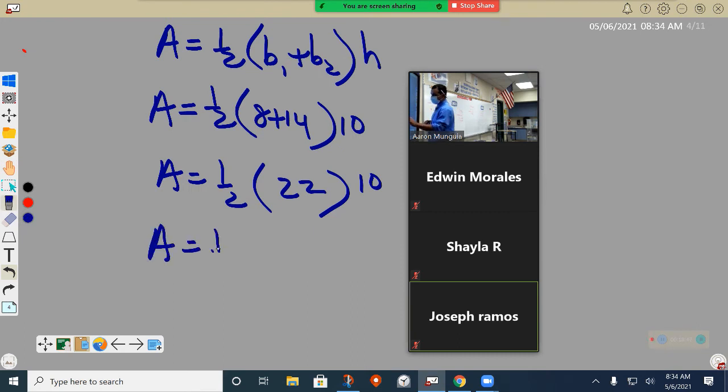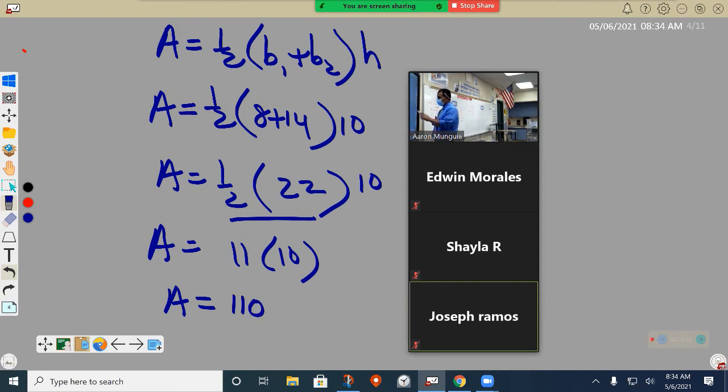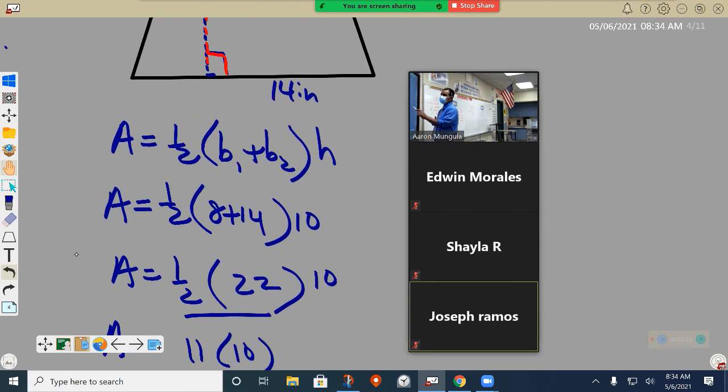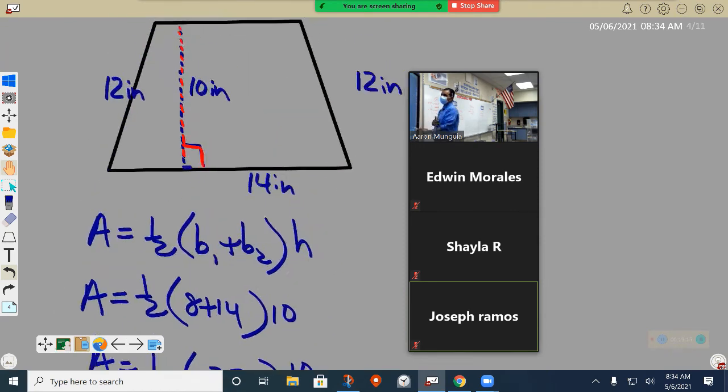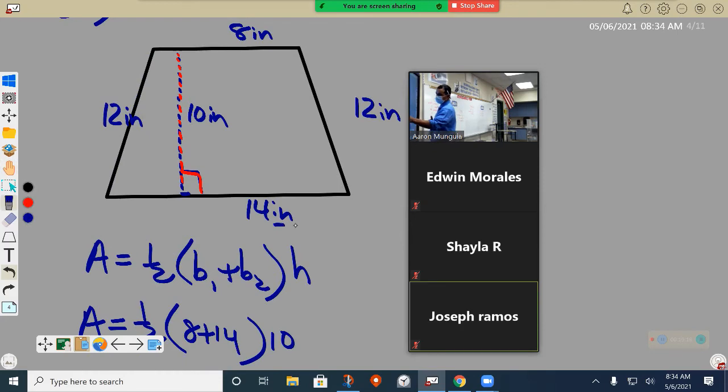Area then is 1/2 times 22. Let me go ahead and multiply. The 1/2 times the 22. That's the same as dividing by 2. In other words, multiplying by 1/2 is the same as dividing by 2. So 22 divided by 2 is going to be 11. 11 times 10 is going to be 110. 110 what though? Square inches. Because look, everything's measured in inches. So we're dealing with square inches here, ladies and gents.